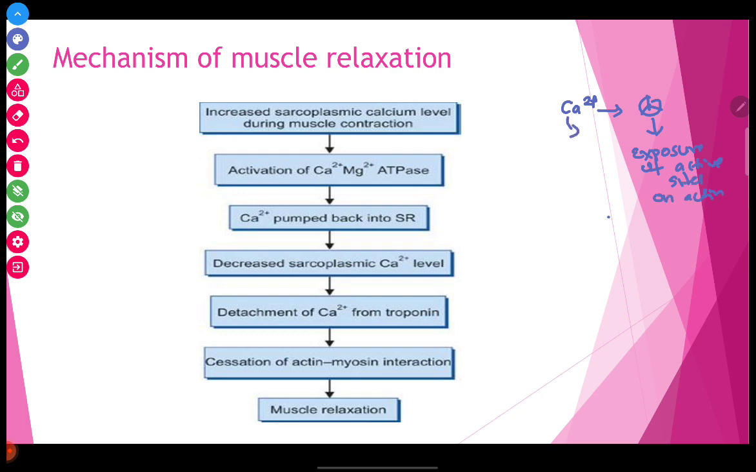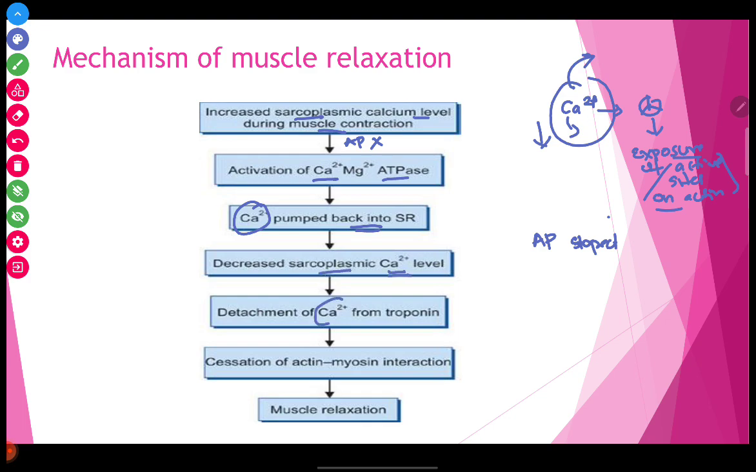So calcium is responsible for making the active sites on actin exposed. Once the action potential is stopped, these calcium ions are pumped back into the sarcoplasmic reticulum, and calcium ion concentration in the sarcoplasm decreases. So there is increased sarcoplasmic calcium level during muscle contraction. Once the action potential stops, there is activation of calcium ATPase and the calcium is pumped back into the sarcoplasmic reticulum. So, decreased sarcoplasmic calcium level.